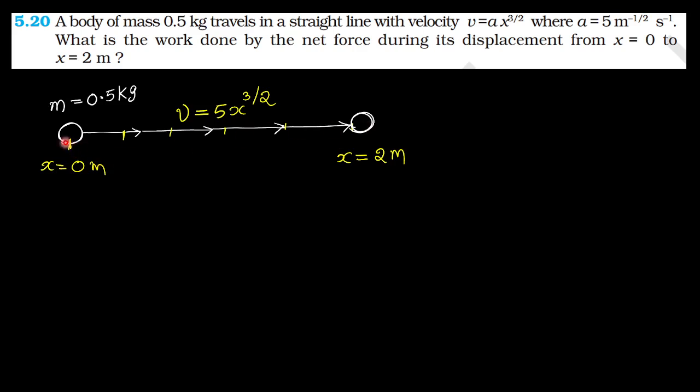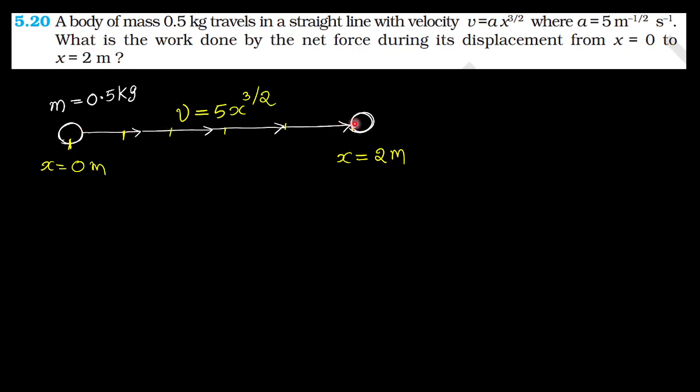So I repeat the question. There is a body having mass 0.5 kg. The initial position of the body will be 0 meter. The position of the body is denoted by x. As the body moves along a line, the position is changing: 0, then 1 meter, 2 meter, 3 meter, like that. So the position of the body changes from 0 to 2 meter, as mentioned in the question.